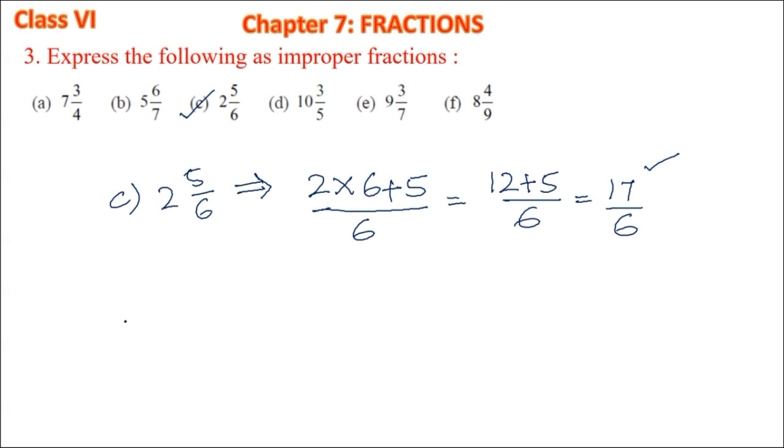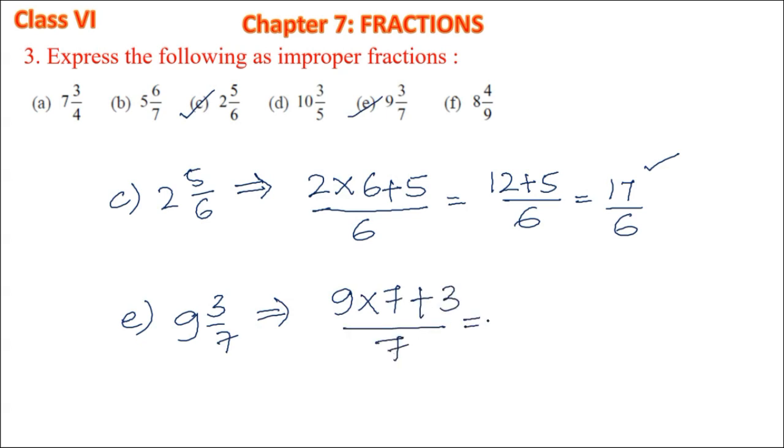Let me tell one more. This time I would like to take E, 9 3 by 7. So 9 has to be multiplied with 7, then 3 to be added to that, and the denominator should be written as it is. So 7 is the denominator. 9 times 7 is 63. Added to 3 will be 66. So 66 upon 7 is the improper fraction of 9 3 by 7. So this is how we express a mixed fraction as an improper fraction.